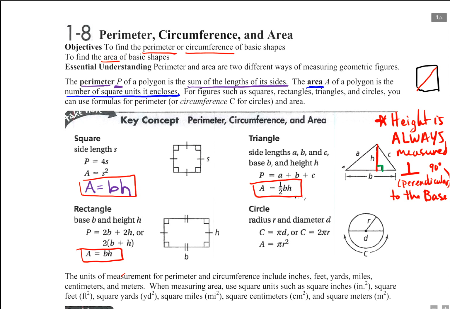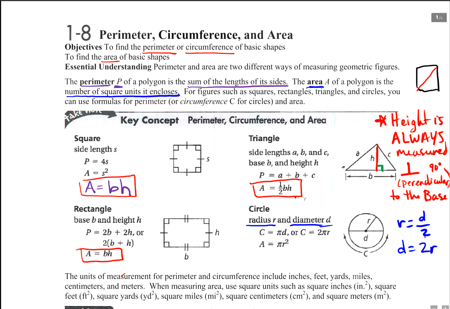Now circles are special, and you will find, yes, circles are special. They think they're very special, and they are, but they think they're very special. With circles, we don't deal with base and height. We deal with radius and/or diameter. And I'm sure that you know that radius is simply diameter divided by 2, or diameter is 2 times the radius.